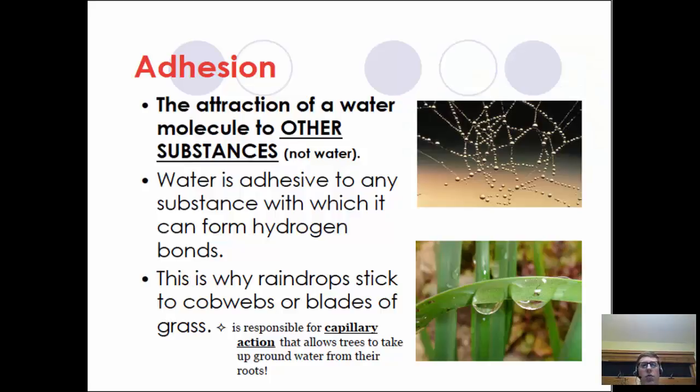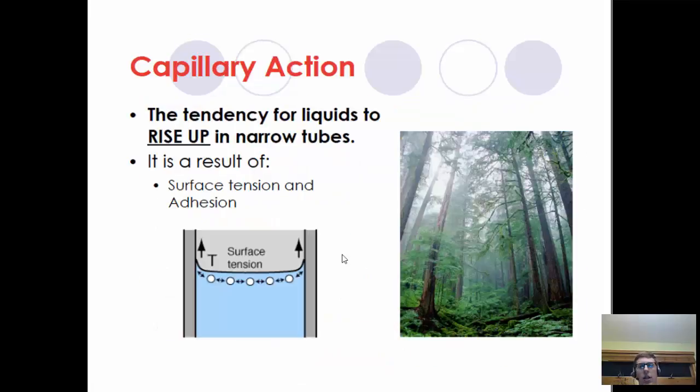Adhesion is the attraction of water molecules to other substances, and it's adhesive to anything that it can form hydrogen bonds with. Anything that is polar will form hydrogen bonds. That's why raindrops stick to cobwebs or blades of grass, and it's also responsible for capillary action. What is capillary action? Let me tell you about it.